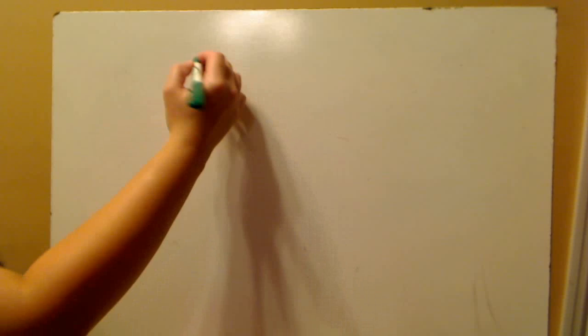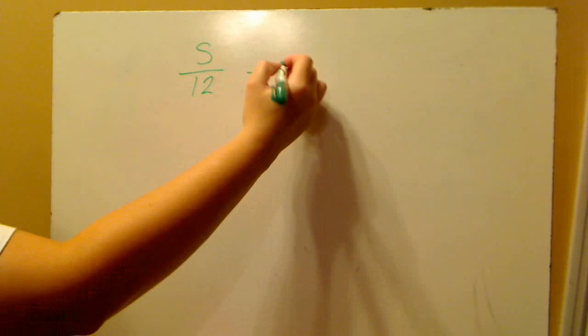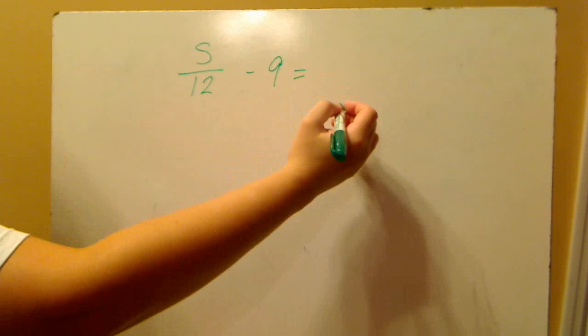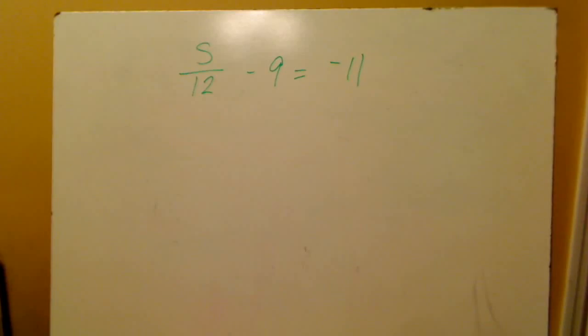Okay, the next example is to solve s over 12, subtract 9 equals negative 11. Alright, same thing like we did in the last example. This right here is a division problem, so we want to get rid of the addition and subtraction first. 9 is being subtracted, so we're going to add 9 to both sides.